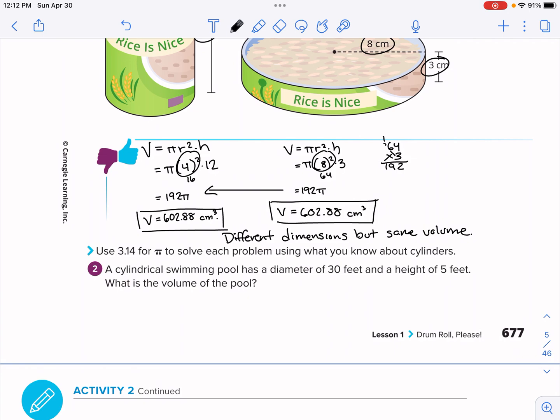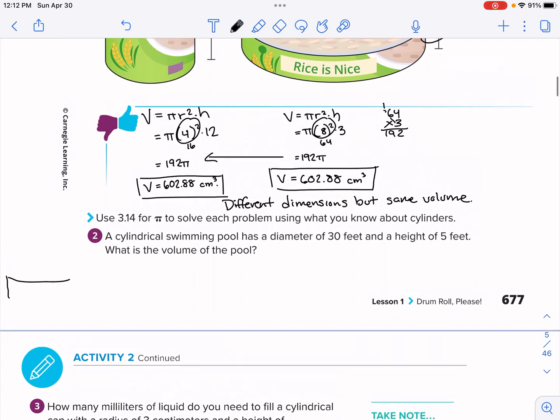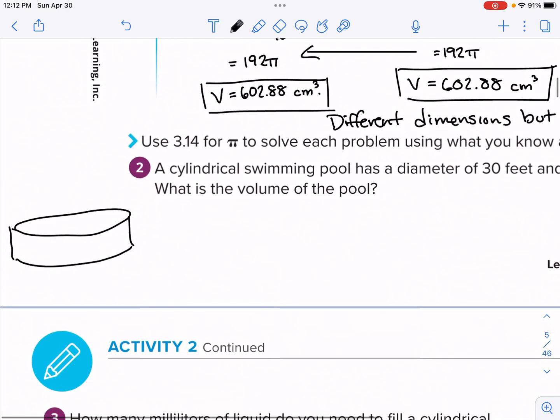Okay, I'm going to do a bad job drawing this though. It's a lot wider than it is tall. Let's go like this. Oh, yep, that's pretty bad. Okay, anyways. Now we know that this is 5 feet tall. And it doesn't give us the radius actually, it gives us the diameter. So we're going to go like this. The diameter is 30 feet.